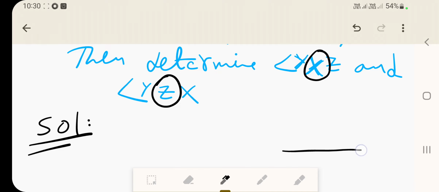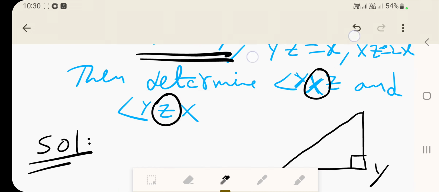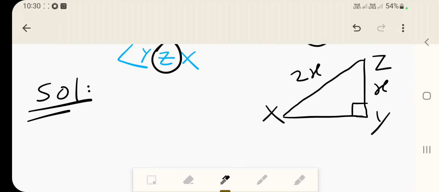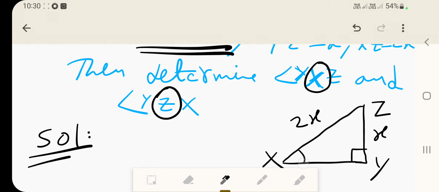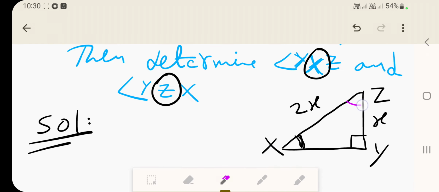And what they have mentioned, which point the right angle is at, that is very important. They are saying the right angle is at Y, that is 90 degrees. Remaining, X and Y we have already taken, here you take it as Z. Now YZ they have given as X, and XZ they have given as 2X. And they are asking to find the angle X, and also angle YZX, which means this angle you have to find.